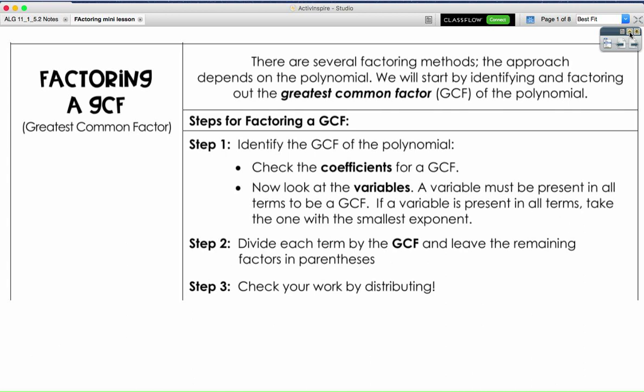We check the coefficients for a GCF, and then we look at the variables. A variable must be present in all terms to be a GCF, and if a variable is present in all terms, take the one with the smallest exponent. You divide each term by the GCF and leave the remaining factors in parentheses. You can always check your work by distributing.